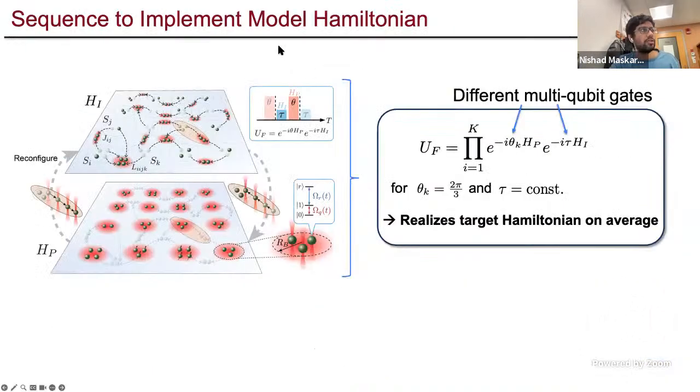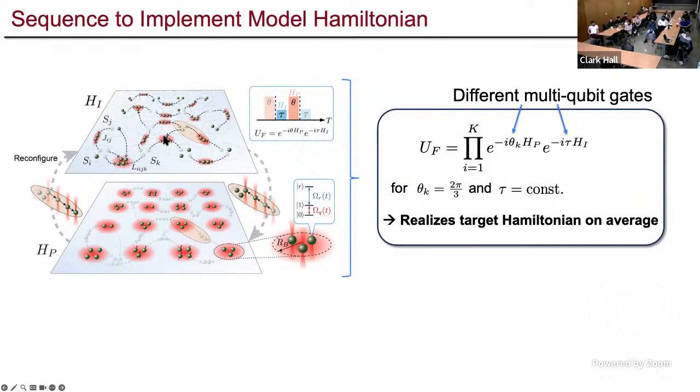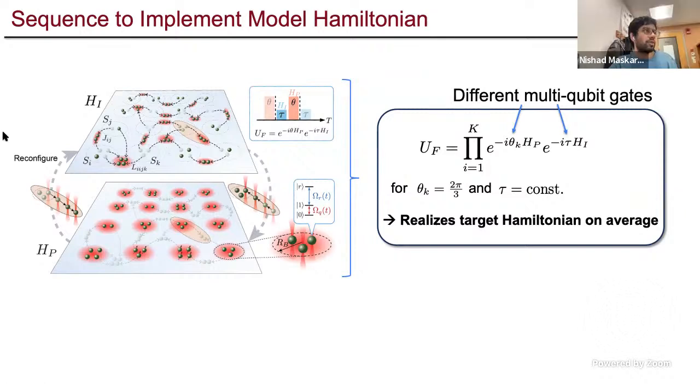In general, if you wanted to engineer a higher body interaction, during this interaction generation step, you would actually implement a higher qubit gate that acts on multiple clusters at a time, multiple qubits at a time. So for example, here, there's this 4 qubit gate that acts on 3 clusters at a time and can engineer a fourth order term directly.